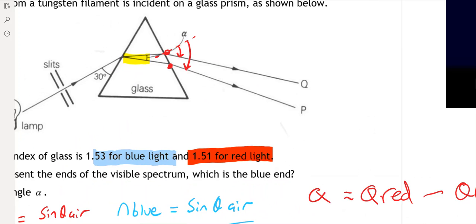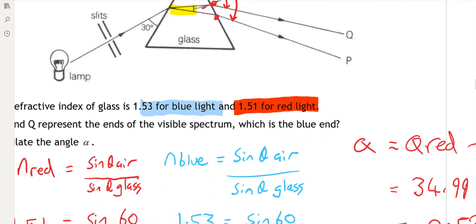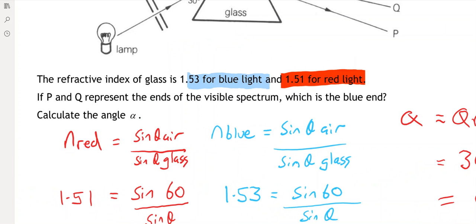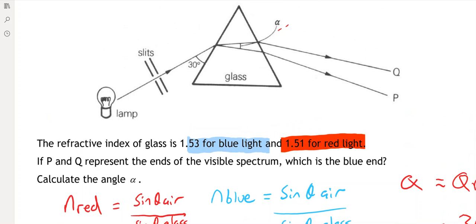Now, the question wants to know what this angle alpha is between our rays Q and P. So I'll just clear that off. So alpha is the angle between Q and P, if P and Q represent the ends of the visible spectrum, which is the blue end. So first thing we need to do is remember our formula. Refractive index is equal to sine theta 1 over sine theta 2.